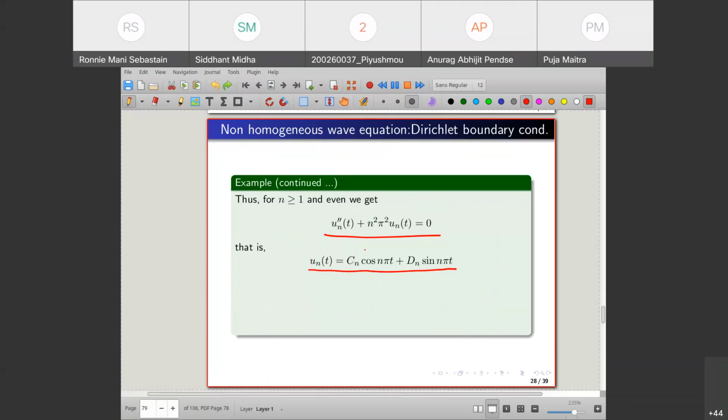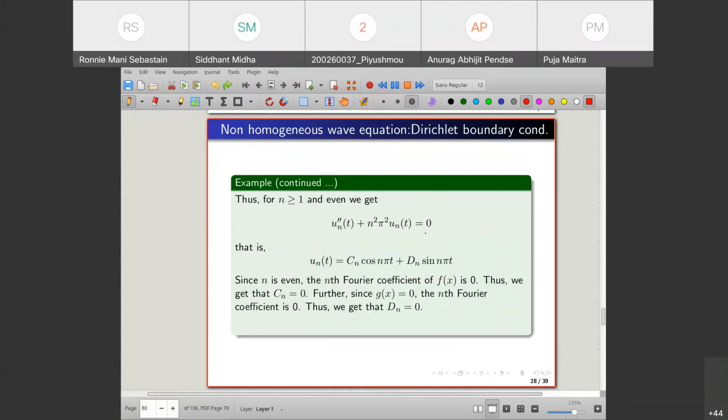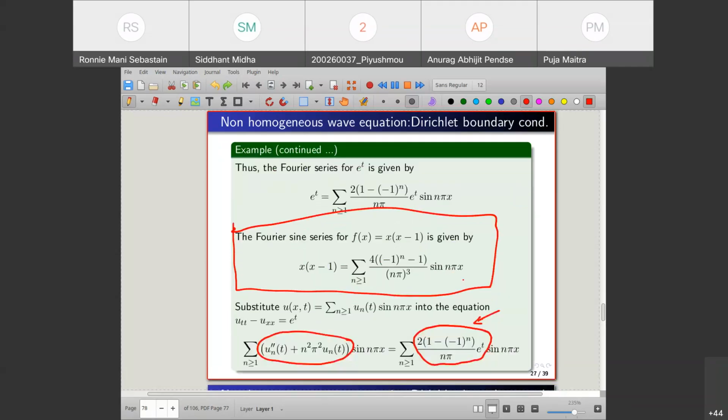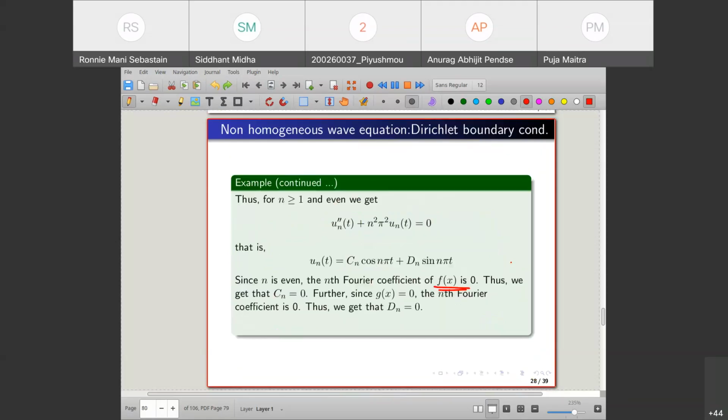So if n is greater than or equal to 1 and it is even, then we have this, and since n is even, the nth Fourier coefficient of f of x is 0. So we are looking at the nth Fourier coefficient of this thing. This is our f of x. Since n is even, this nth Fourier coefficient is 0, and g of x is the constant function 0 anyway, so its nth Fourier coefficient is also going to be 0 when n is even. Therefore we get that un has to be the 0 function.